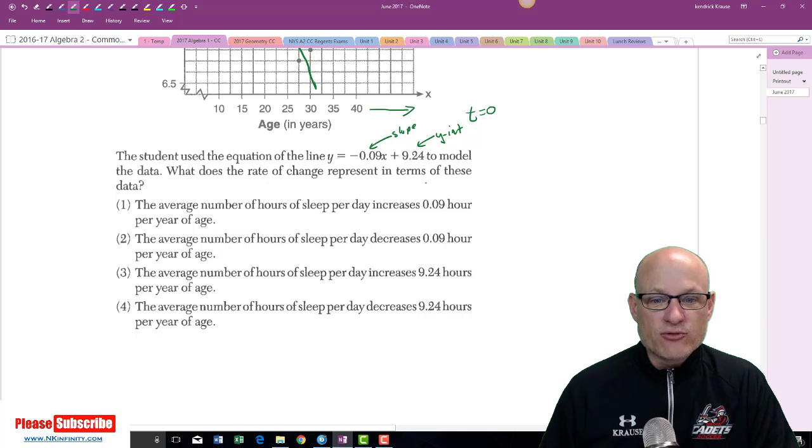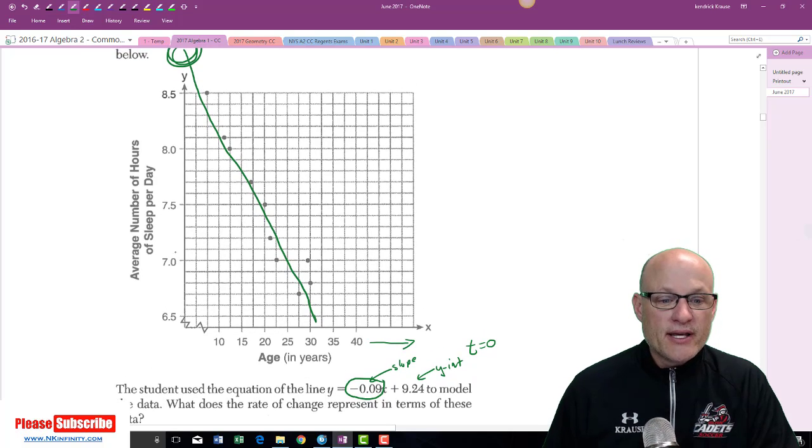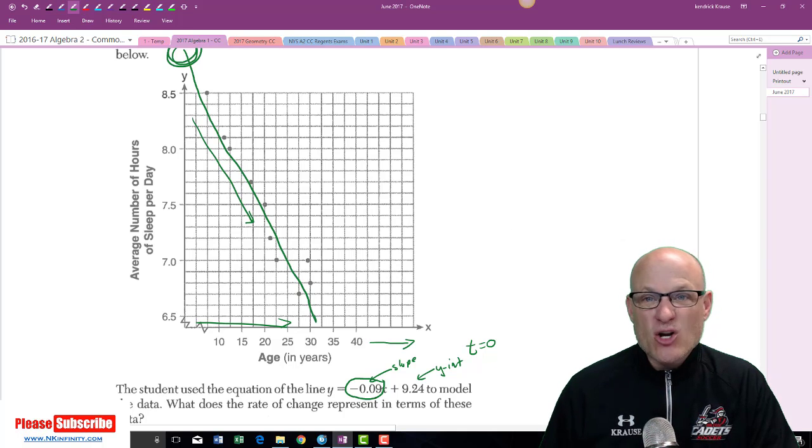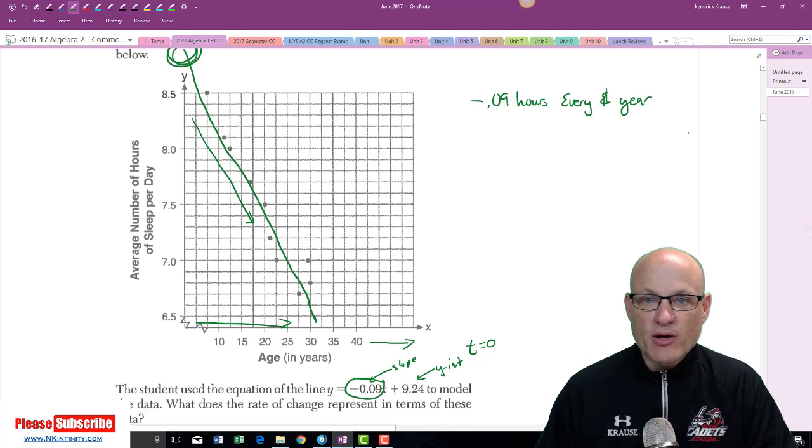What does the rate of change represent in terms of this data? Okay, so we're talking about the rate of change, which is going to be this slope. So basically, if you take a look at this, as we get older, the amount of sleep goes down. Well, because it's negative 0.09x, that means we're going to lose negative 0.09 hours every year. Year starts with Y, right? Year. Didn't say I could spell very well.